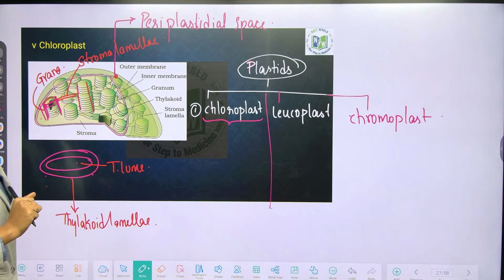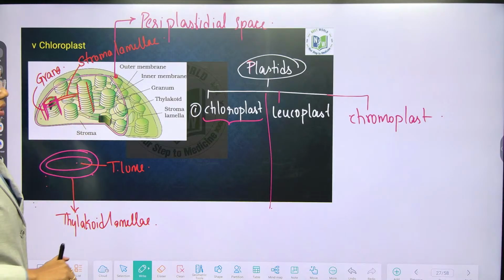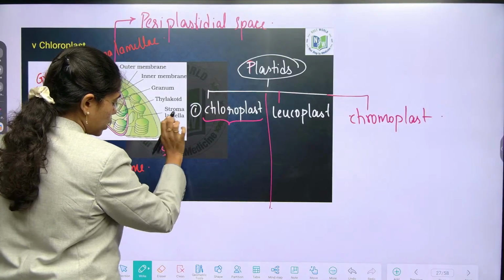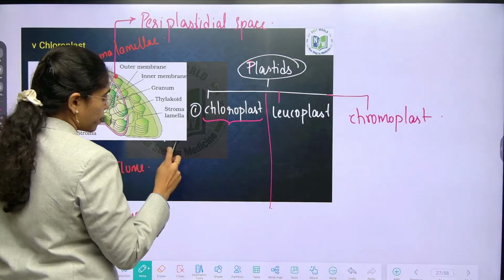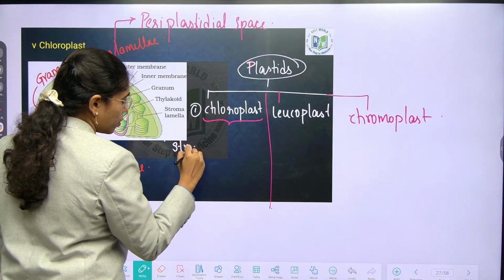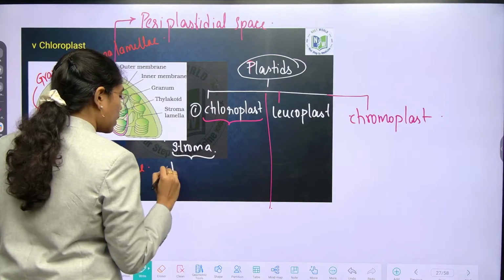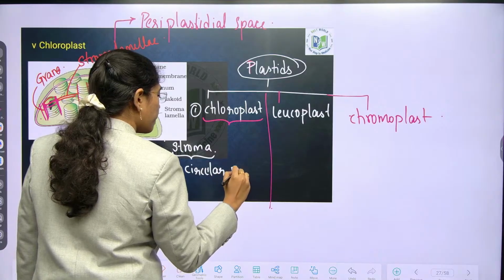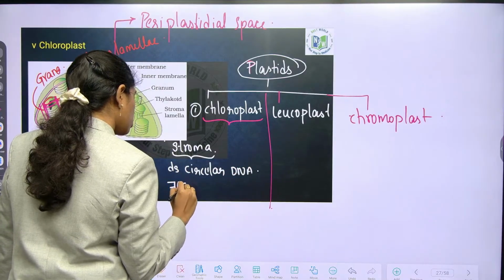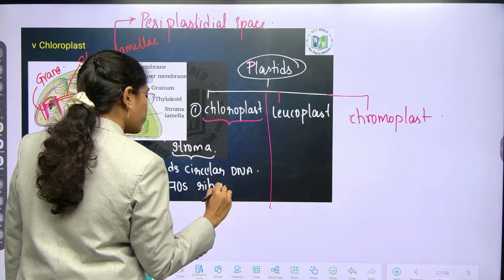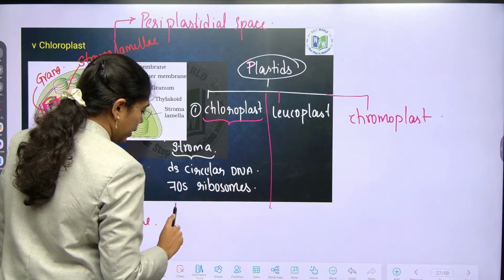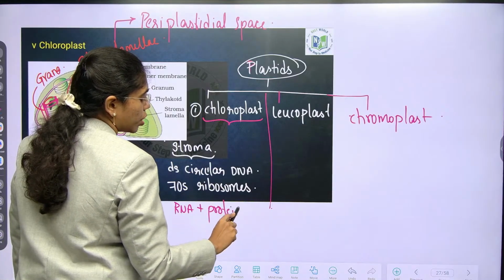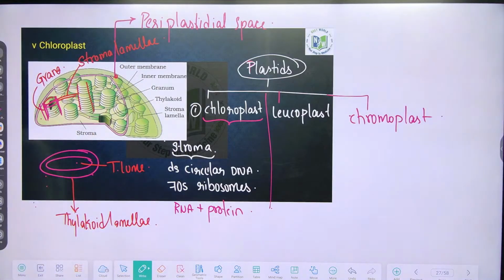Inside the stroma of the chloroplast, that is the fluid filled space, what is present? Double stranded circular DNA, 70S ribosomes, RNA and proteins. The same constitution as is present in the mitochondrial matrix.